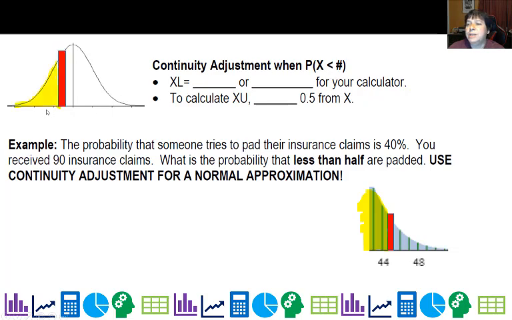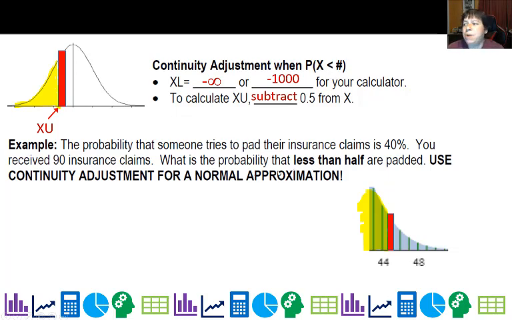Finally, we're going to look at the probability that x is less than a number. So if x is less than a number, first of all, we're shading on the left of our box. And where do we want our upper to be? We don't want to include the number, so we want to be on the left side. So our x lower, first of all, is negative 1,000 or negative infinity. And our upper up here is going to be on the left side of the box because we don't want to include the actual value. We want to be less than that value. So we're going to subtract 0.5 from x.